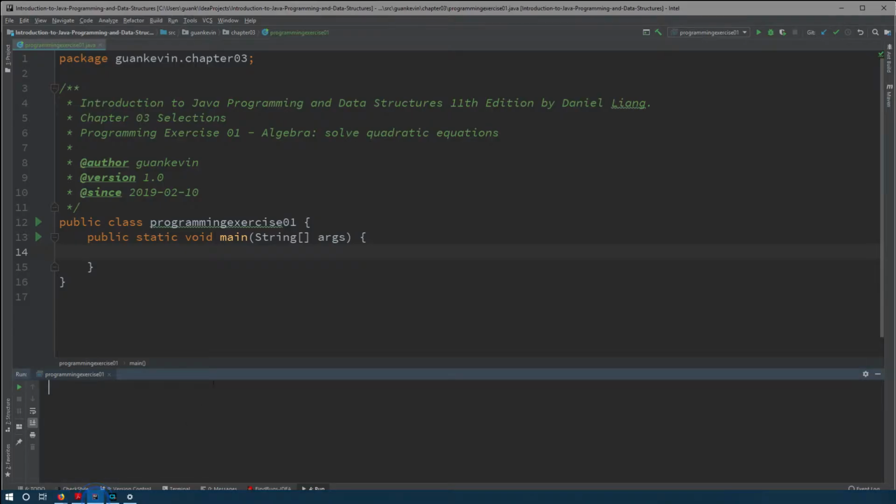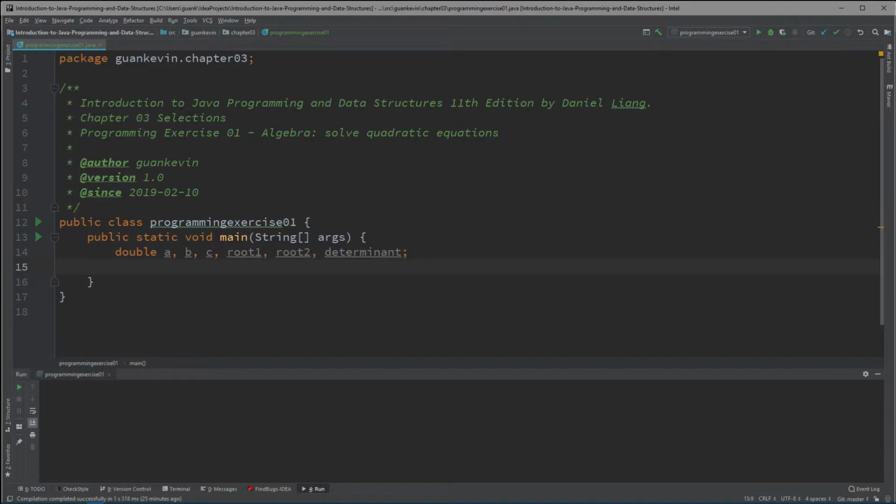All right. So right here, we're going to write all of that, and we're going to create a whole bunch of variables first. And they're all going to be double data type. Let's start with A, B, and C. Now this A, B, and C will be the variables we take in to plug into root 1 and 2. Of course, we're going to have root 1, root 2, and then of course determinant, because determinant is the one that will determine if we display no root, 1 root, or 2 roots. All right, so let's ask for A first.